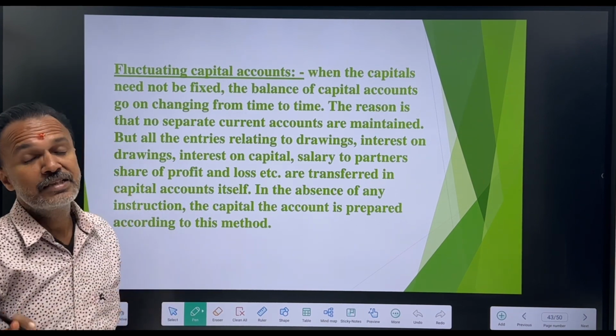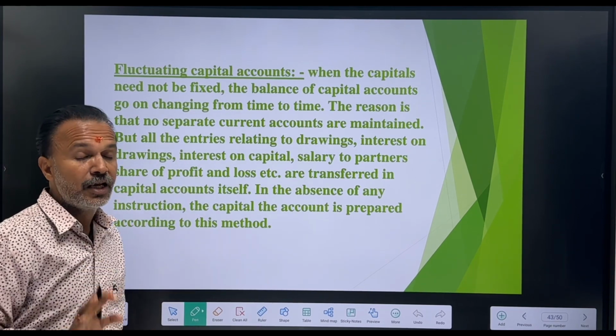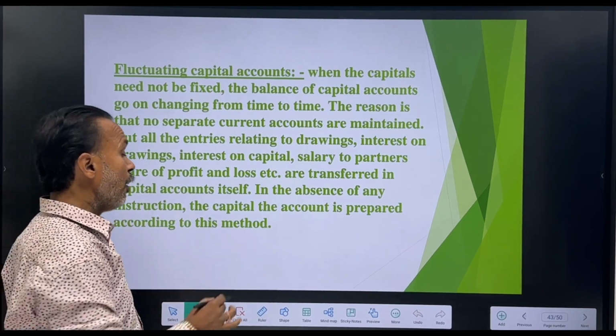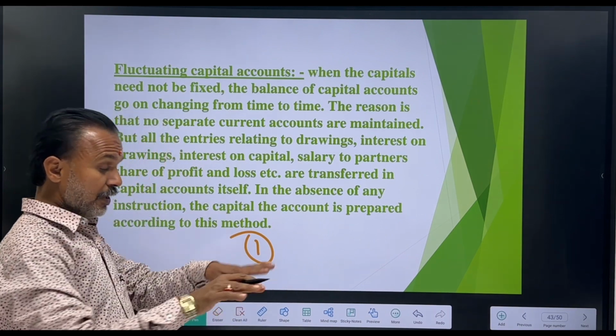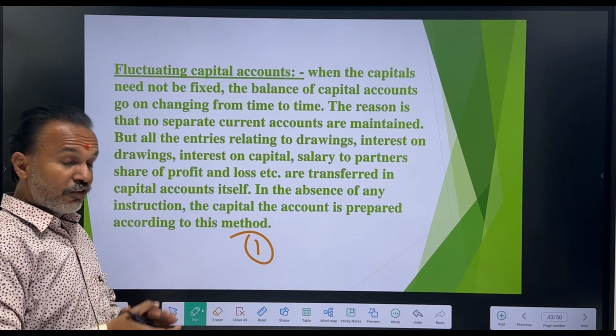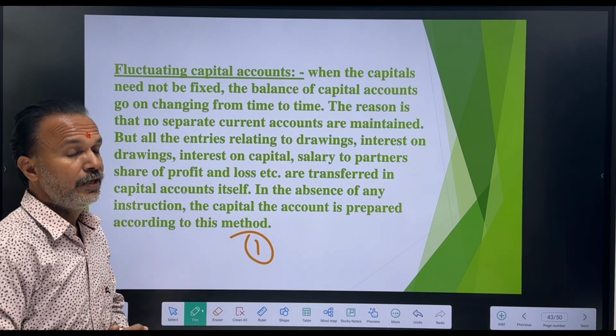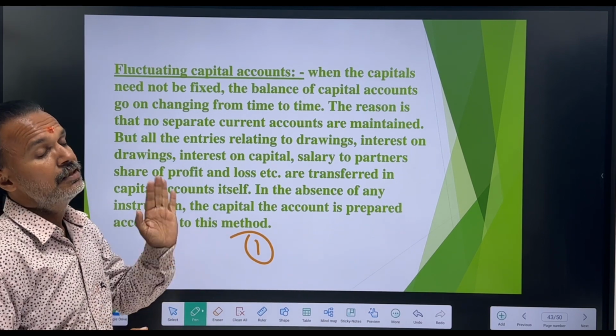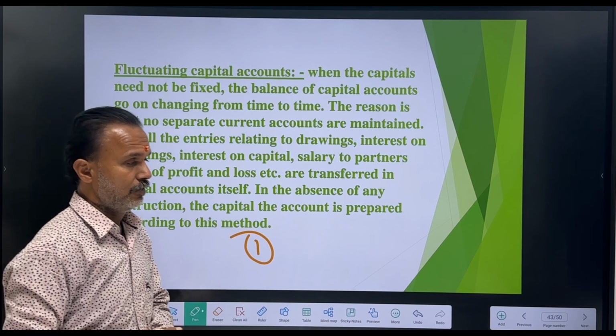In other words, we can say that in the case of fluctuating capital account, we prepare only one account, or if we merge capital and current account, then we find fluctuating capital account. The format of fluctuating capital account is the same as partner's current account.